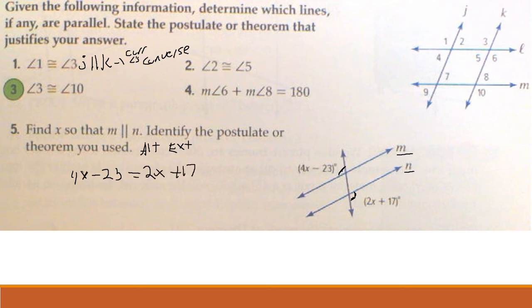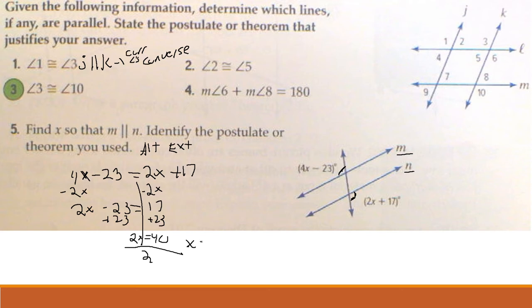So I want to figure out what x has to be in order to make this situation happen, and that's when you go back to algebra and you solve it. So 2x minus 23 equals 17. Add 23, add 23. You get 2x is equal to 40. Divide by 2, and you get x is equal to 20. There we go. So that's how you would solve that one.